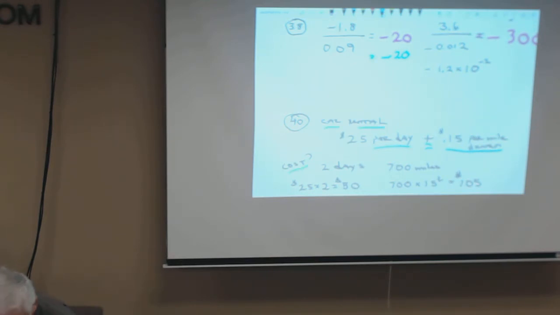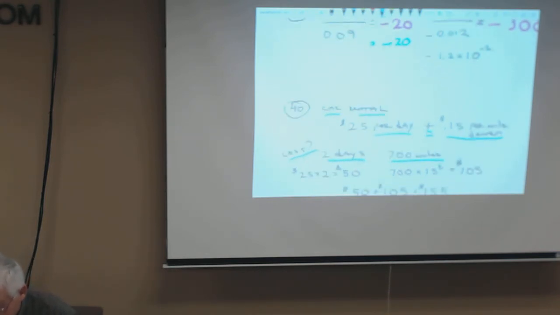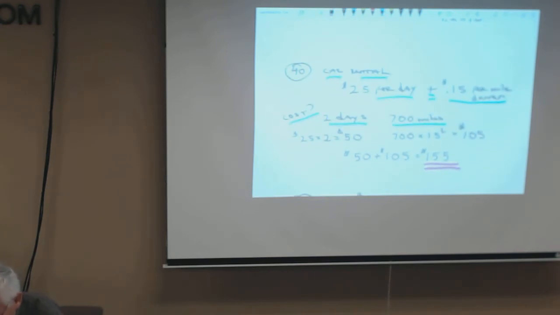Now, what's it cost for 2 days on a trip that was 700 miles? You see where I'm pulling the information out of the paragraph and putting it on the paper? Well, $25 a day for 2 days, that's 25 times 2, that's $50. 700 miles times 15 cents, what is 700 times 0.15? $105. See why you don't want to pay mileage on that thing?